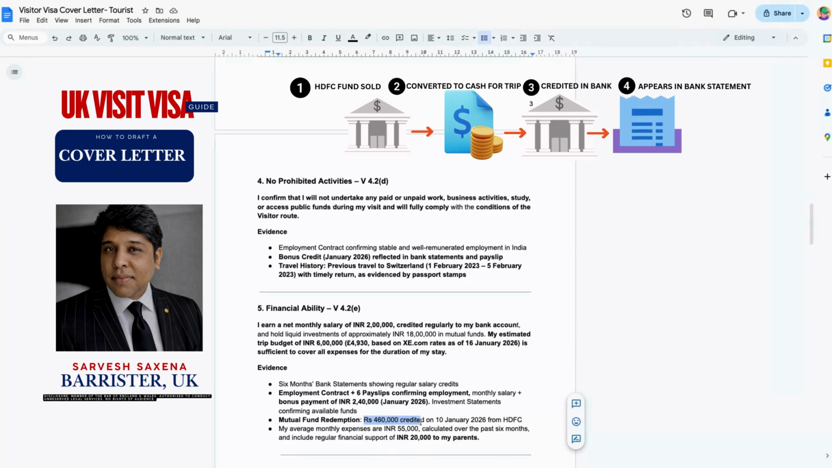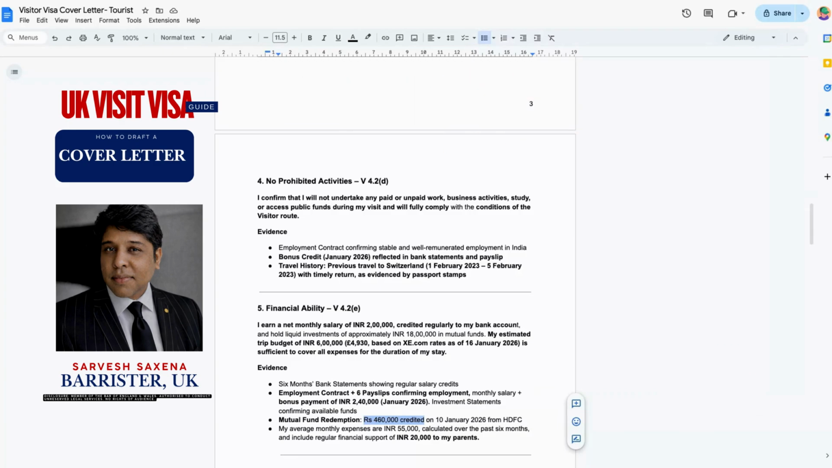So you will be able to clearly show the proof that on one side your money was debited, meaning you sold the units, and then it got credited into the bank account on 10th of January. So there is a clear linkage to that, and I think that is something you need to bear in mind, that it becomes clearer, and then there is no unexplained transaction.